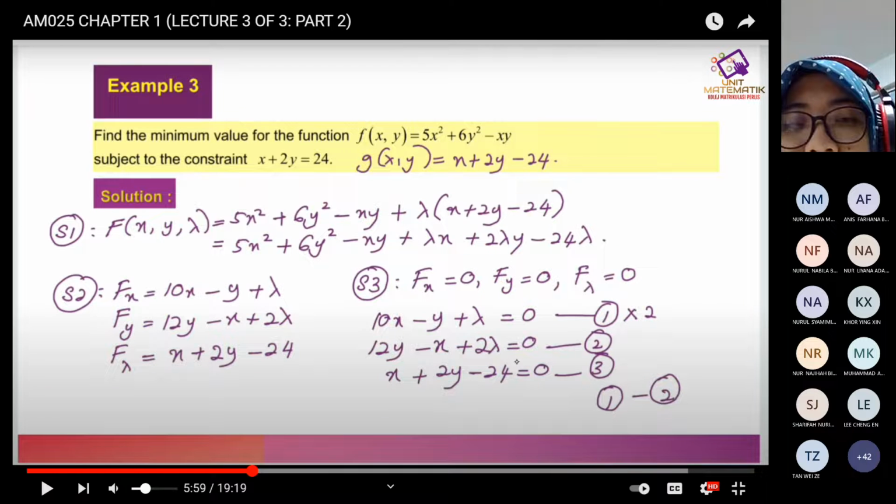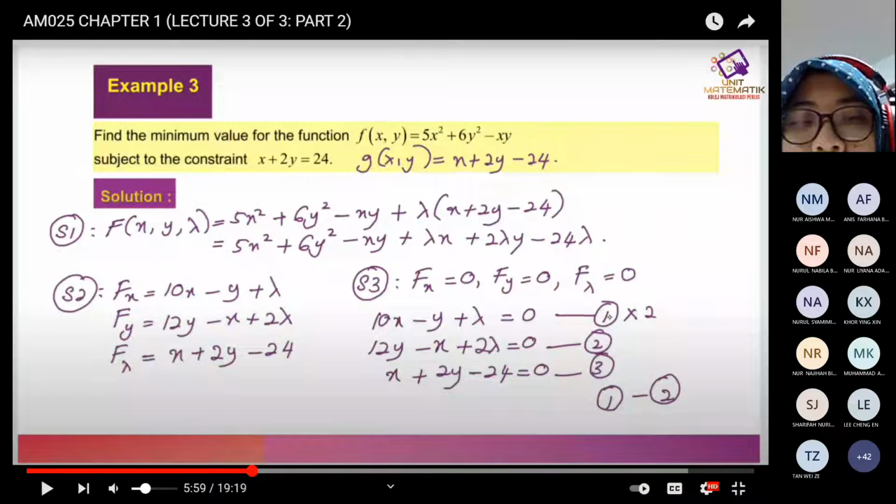Okay, the idea here, kalau kamu tengok, equation 3 tak ada lambda. Tak ada lambda. Equation 3 tak ada lambda, hanya ada x, y sahaja. Maksudnya we need to solve first and second equation only. First, we need to solve the first and second equation, because first and second equation, we have lambda. So, our idea is we need to eliminate the lambda first. That's why only involve first equation and second equation.